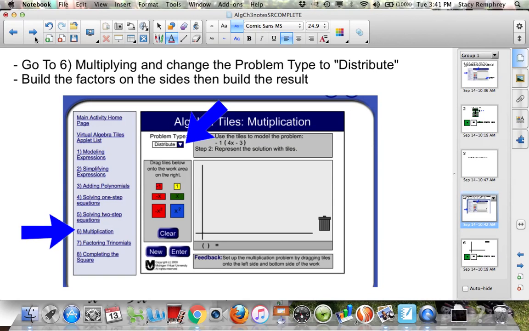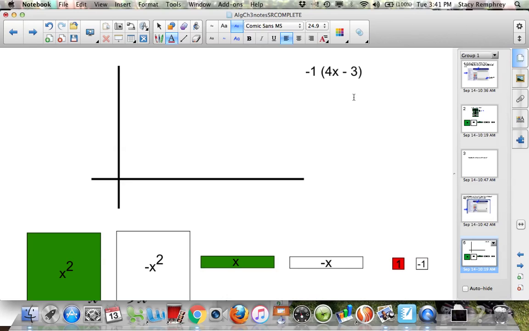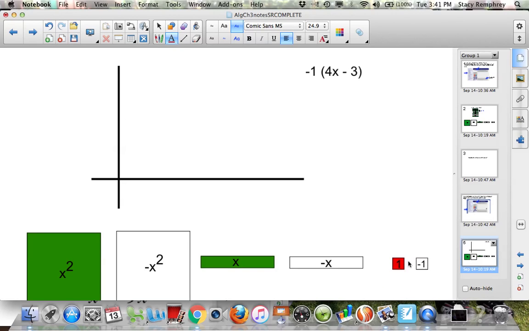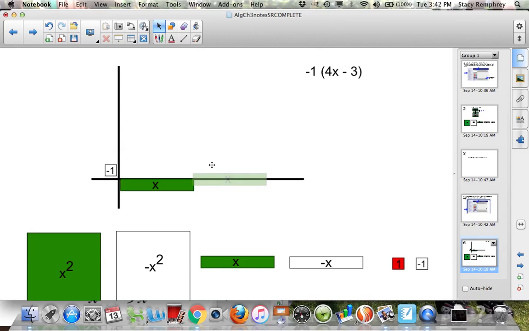Then we worked on the distributive property. Here I have negative 1 and 4x minus 3. Again, if you go back to this, push pause, you can see what you need to do on the other tabs, so you can see how to work through it on the computer. So I have negative 1 as one of my factors. So I have negative 1 and 4x minus 3. So 1, 2, 4, 3 ones. I made a pretty big one, didn't I?